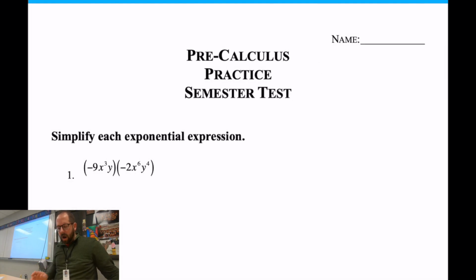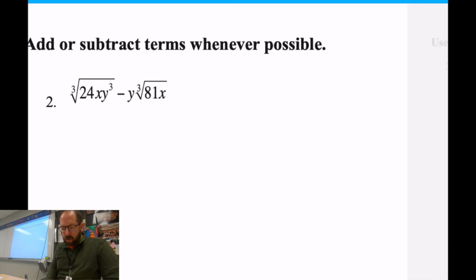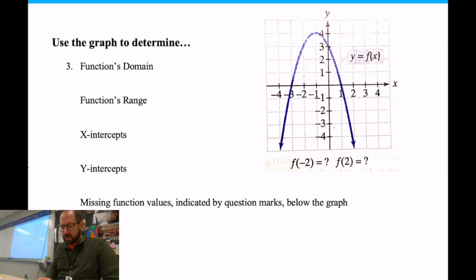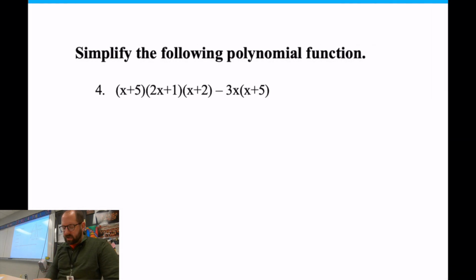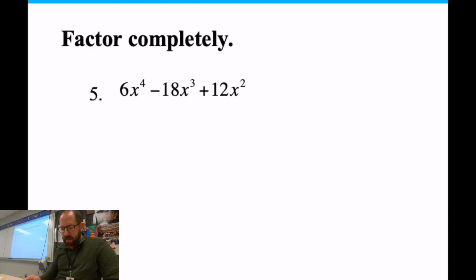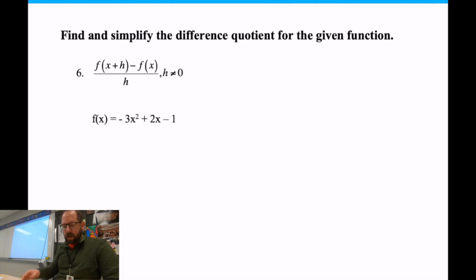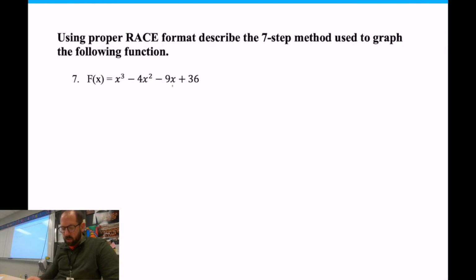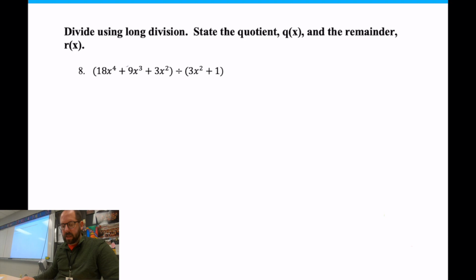So, all right. 1 was the laws of exponents. 2 was simplify your radicals. 3 was, give me the domain, range, x-intercepts, y-intercepts, or values on the graph. Multiply the polynomials, add and subtract them. We talked about factoring. The difference quotient is where you have to use this formula. That formula will be printed for you. This one's the race format. You'll have to do the 7-step method or explain it in words. This one takes a while, so do the best you can to explain. You'll probably get an extra piece of paper on the semester test so that you can write that out if you need to. So I'll have it in the middle of the practice guide for you.